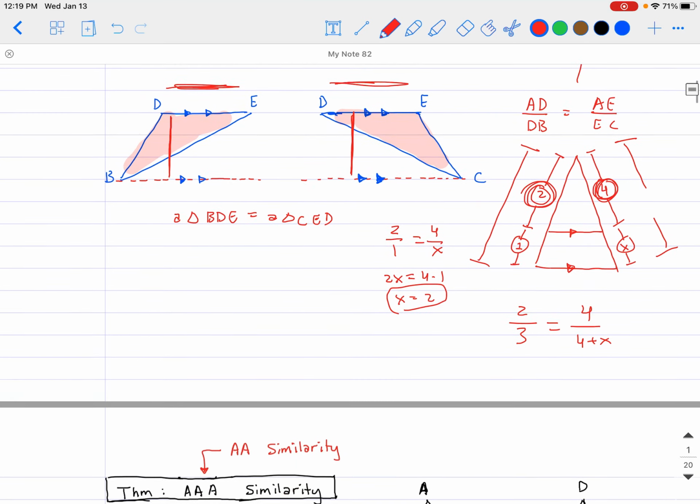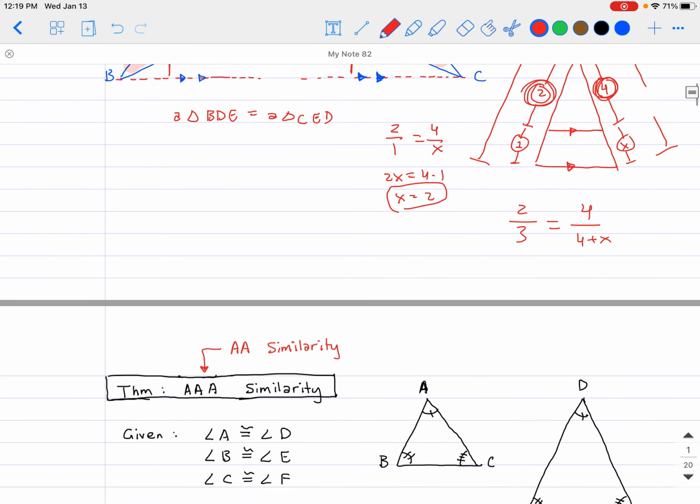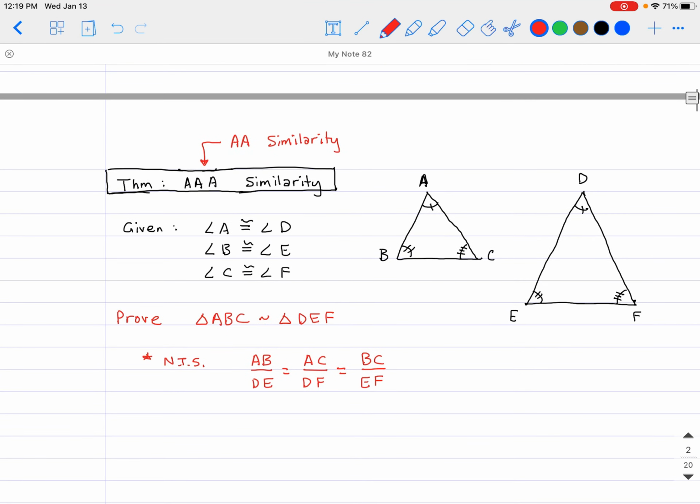But anyhow, what I need to do now is take this and prove something that is going to be more useful, and you're going to be seeing quite a bit of this from here on out. This is what is known as the AAA similarity, and we talked about this a little bit in the last section or a couple of sections ago.